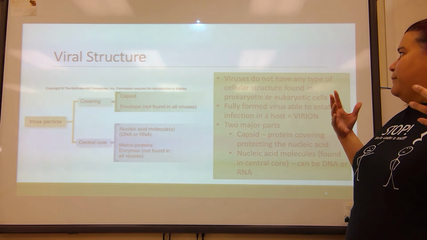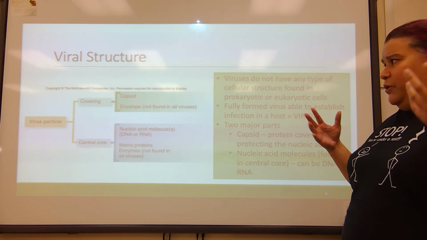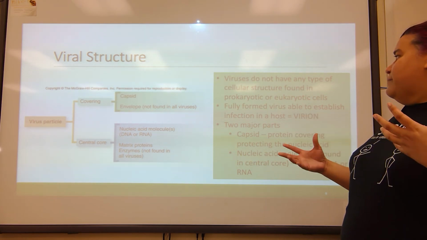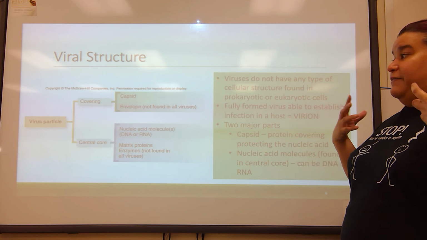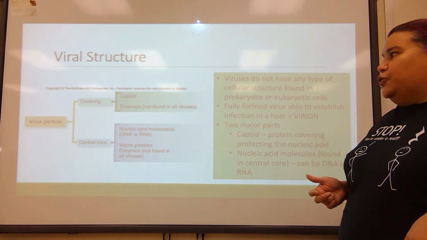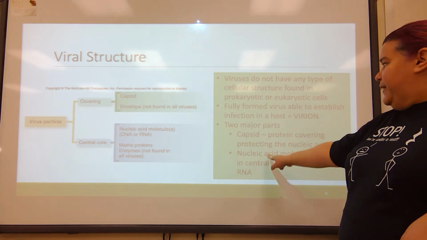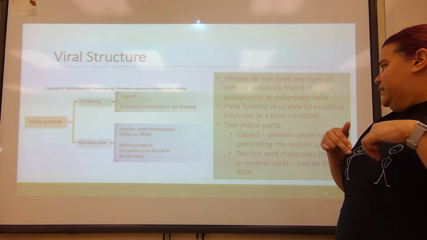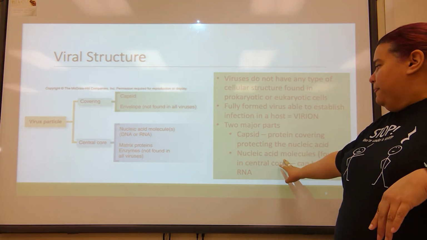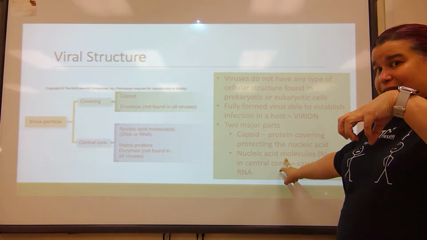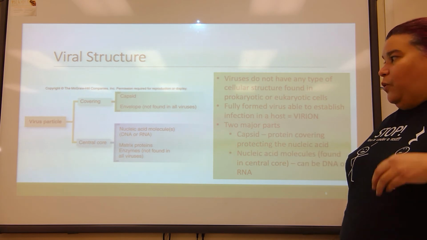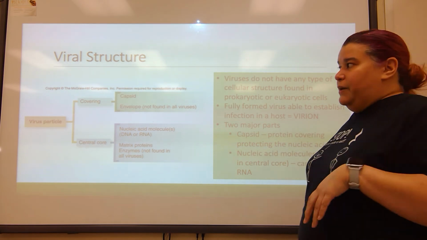Okay, so remember I said they're pretty simple as far as structure. Viruses don't have any type of cellular structure found in either prokaryotic or eukaryotic cells. Fully formed, a virus is able to establish an infection in a host. We call that a virion. There are two major parts to a virus: the capsid, which is the protein covering for the nucleic acids, and then the nucleic acids that are inside of that pocket of capsid. It's found in the central core. And again, it can be DNA or it can be RNA.